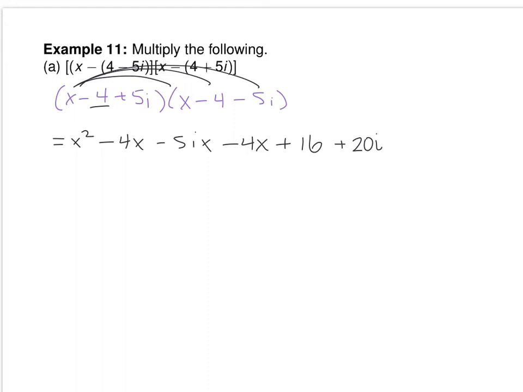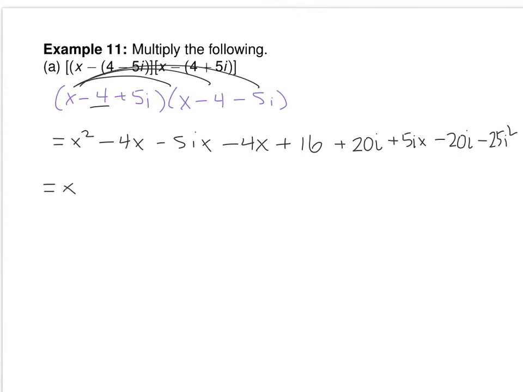Next, take the 5i through. You get plus 5ix, right? Minus 20i, minus 25i squared, yes? That i squared is just -1, and a whole bunch of other stuff is gonna actually cancel.